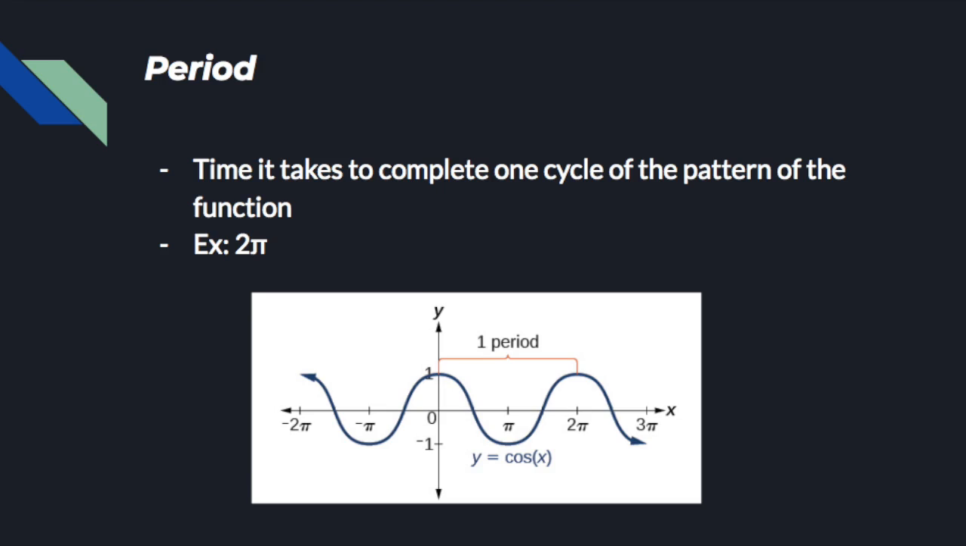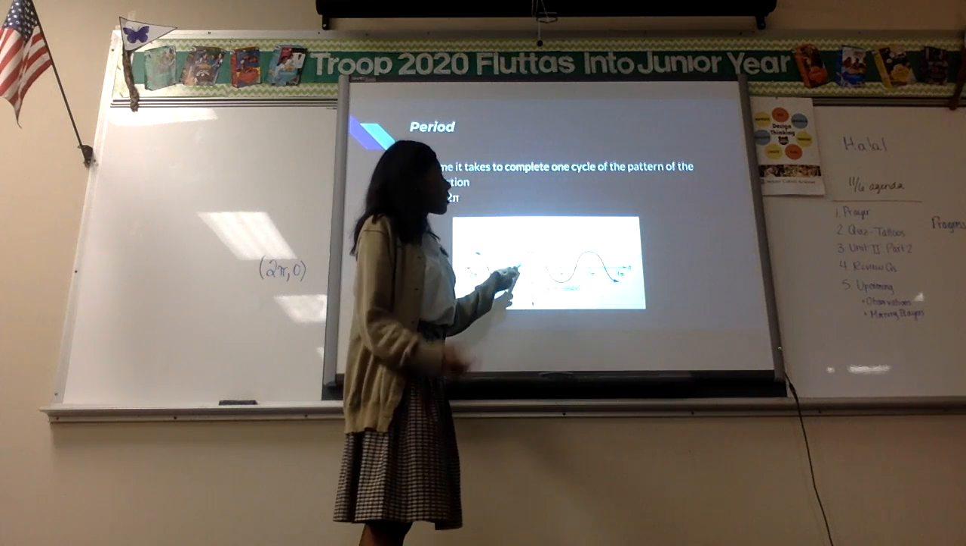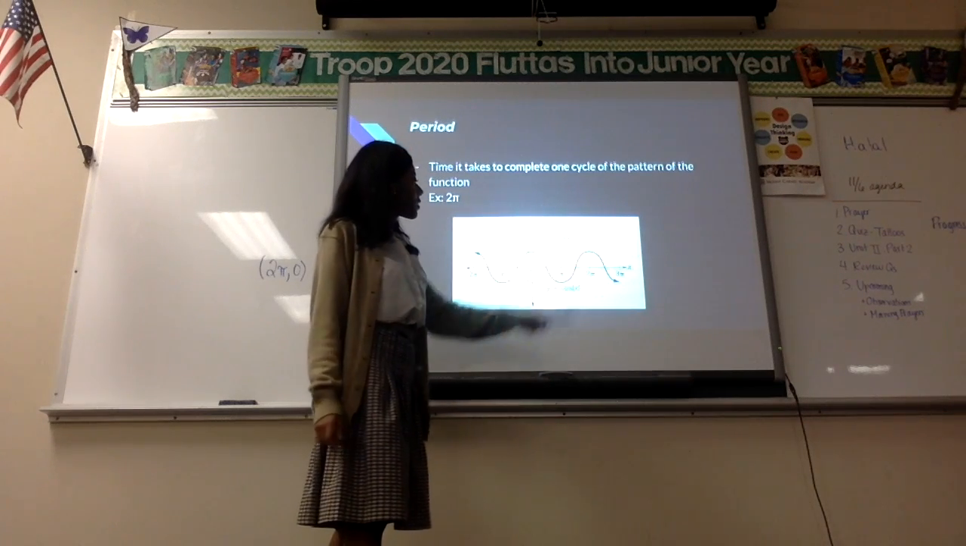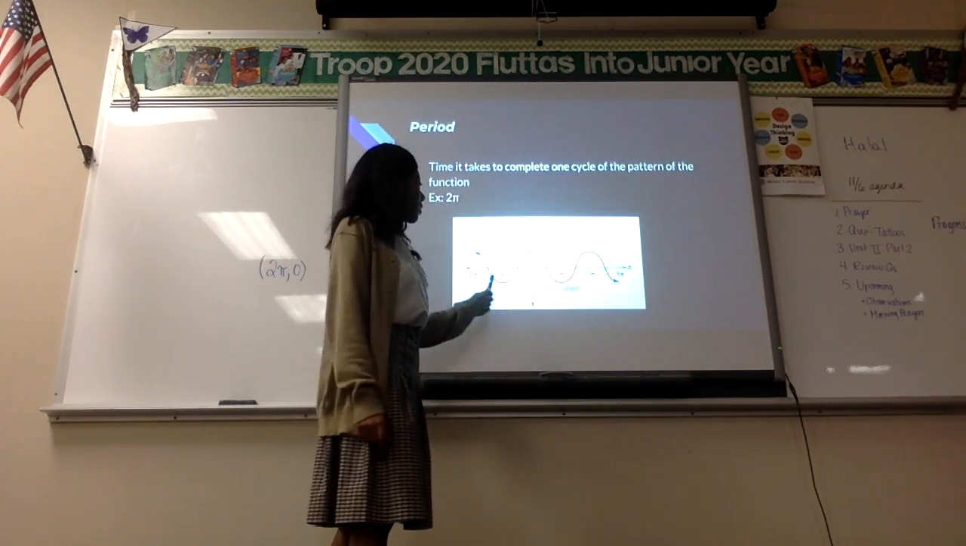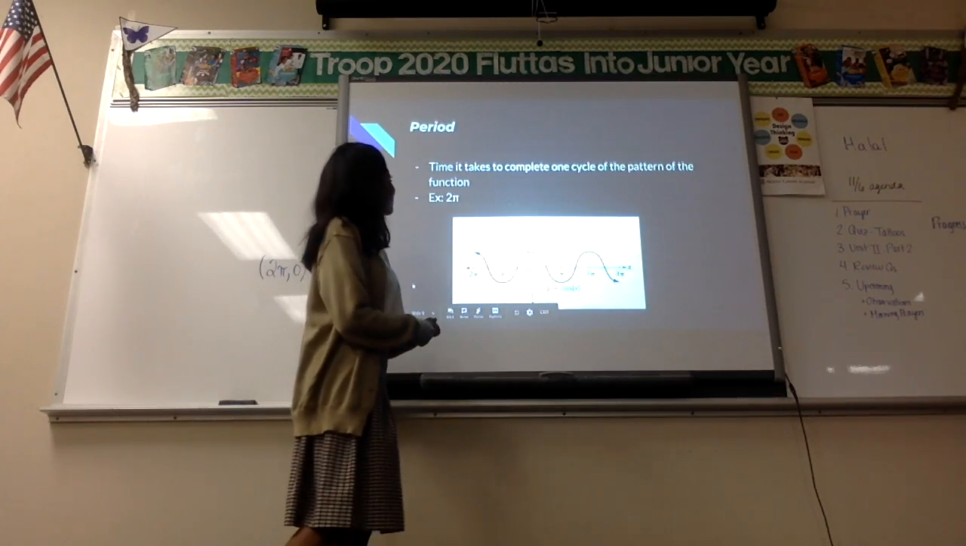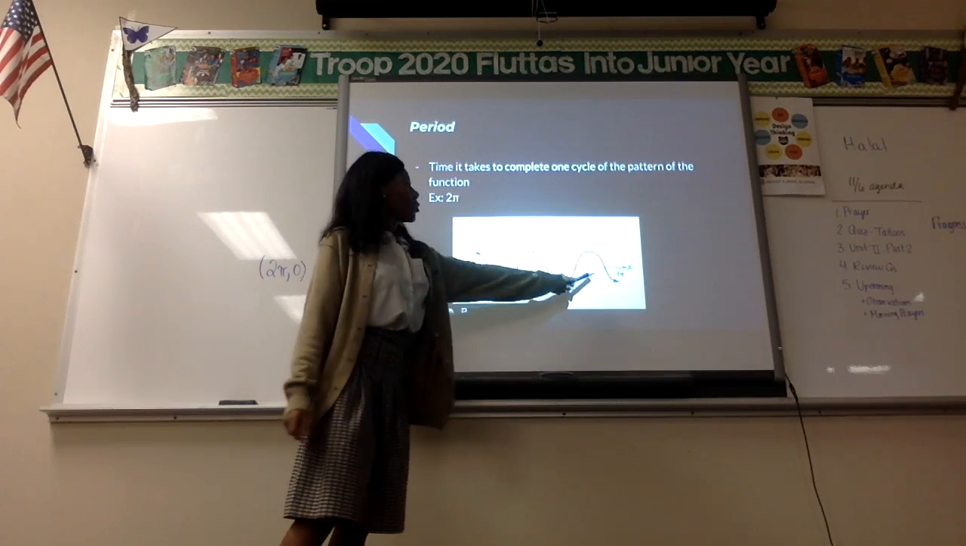Next we have period, which is the time it takes to complete one cycle of the pattern of the function. So, once again thinking back to physics, if you go from the crest to the crest, that would be one period, or if you went from the trough to the trough, that would be another period. So in this case, the period would be 2 pi.